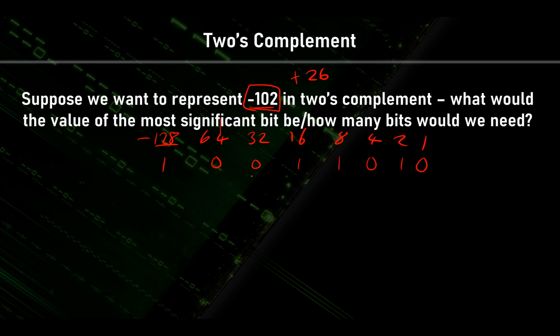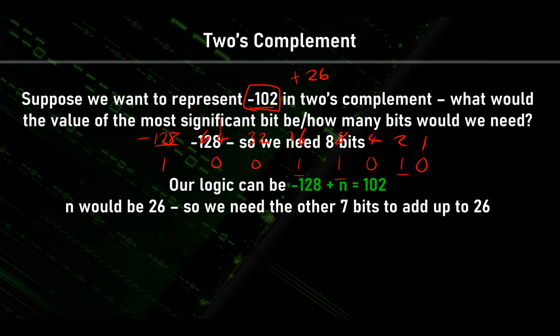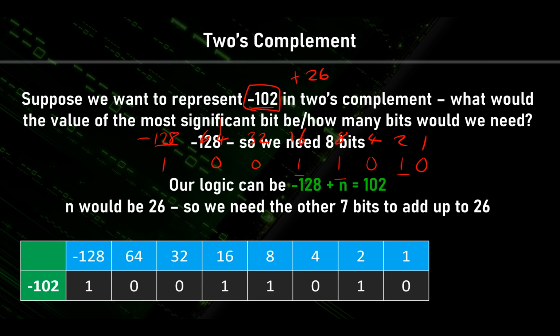Now if you want, you can check this. Minus 128, then if we plus 16, that's going to become minus 112. Then plus 8 gets us to minus 104, plus 2 gets us to minus 102. And again, this is just what we said. In this case, n would be 26, therefore the other 7 bits have to add up to 26. And this is just showing that.